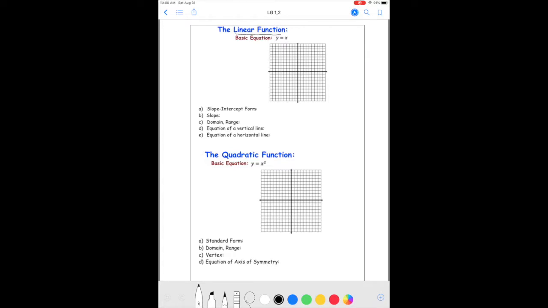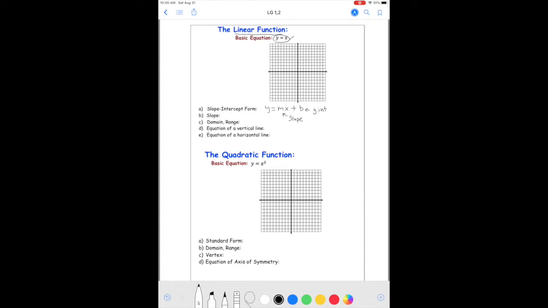When we see the word linear, we know it's a straight line. And the very basic one is y equals x. So if we look at the standard form we did a while ago, y equals mx plus b, we remember hopefully that the m is the slope and the b is your y-intercept.